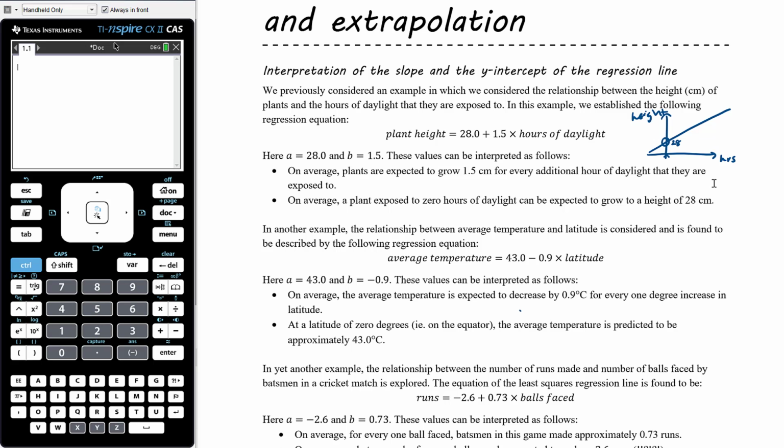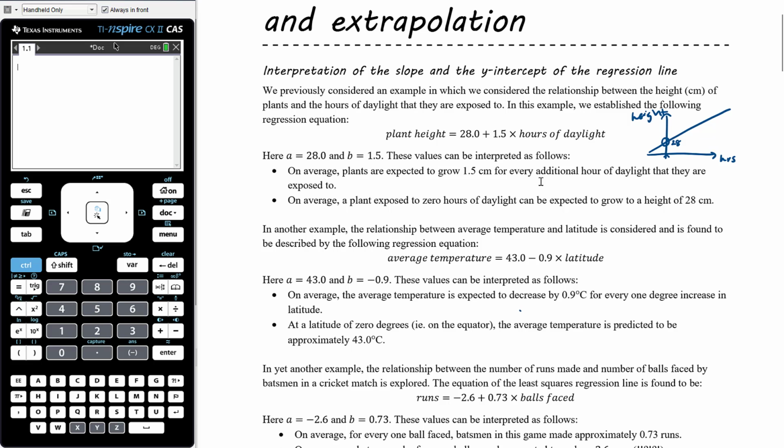But on average, a plant exposed to 0 hours of daylight can be expected to grow to a height of 28 centimetres. Okay, so again, can be expected to, would be predicted to, will grow to an approximate height of. Appropriately vague language. Good to start with "on average". Not all the time, but the line says that on average this is what should happen.